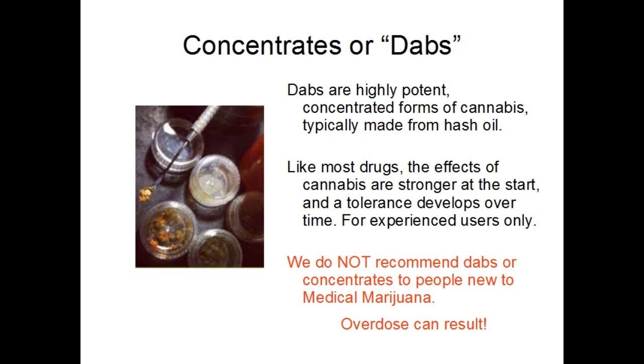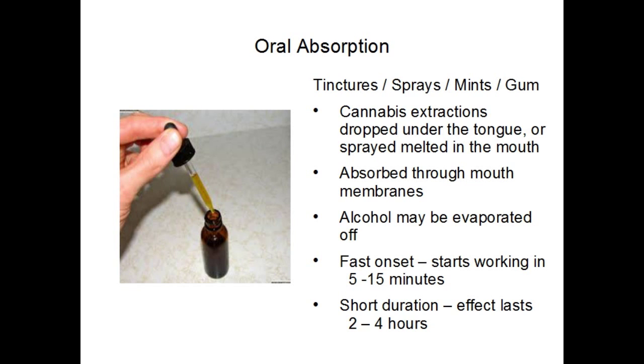The next most common route of administration is oral absorption. This includes tinctures, sprays, mints, and gums. It can also mean hard candies. In all of these cases, the cannabis is absorbed through the mouth membranes rather than being digested. Many tinctures are made with alcohol, which can be evaporated off if the alcohol burns the mouth.